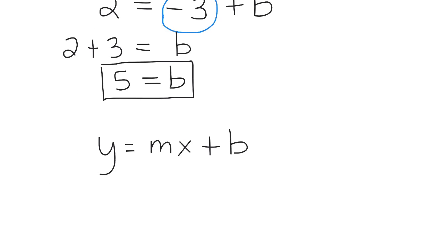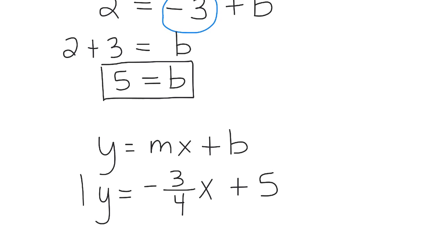My final step is to give a final equation. So we're going to go ahead and plug in our slope and our y-intercept value. So my final equation is going to be y equals negative 3 over 4, that was my slope, x plus 5.